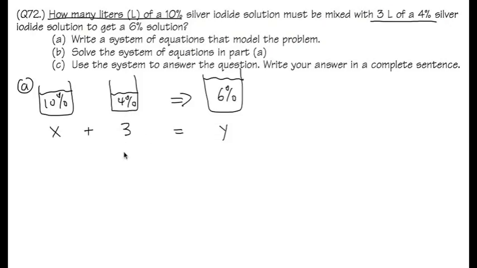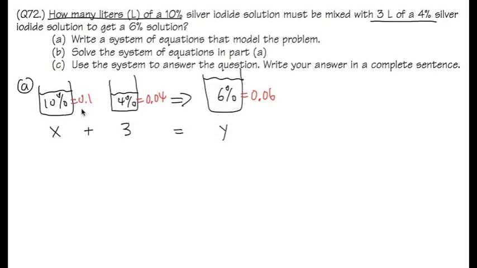Then we also have to come up with the second equation, and this is how you do it. First of all, let's change all the percentages into decimals. The 10% is the same as 0.1. You move the decimal point twice to the left and you get 0.1. And then for the 4%, you do the same. Change the percent into decimal. Move the decimal point twice to the left and you get 0.04. And likewise for the 6%, that will be 0.06. So you change all the percentages into decimals, and then this is what we do.